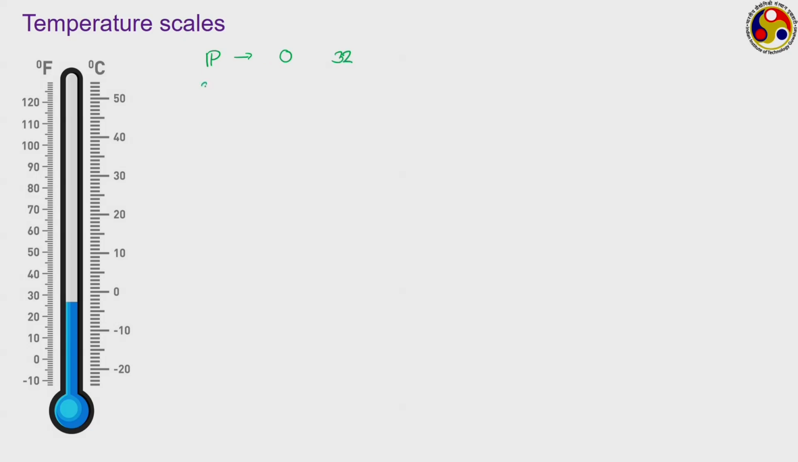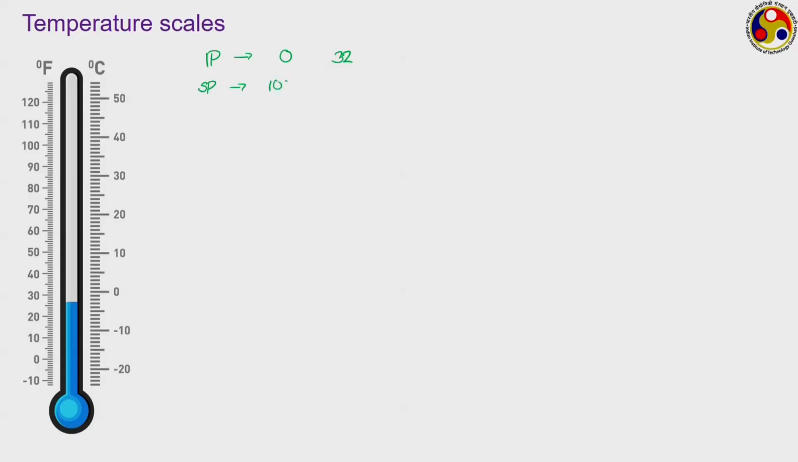Similarly, the second point is called the steam point. Steam point refers to the temperature at which water under atmospheric condition starts to boil, or the liquid to vapor phase conversion begins. That temperature is called the steam point. Now, in the Celsius scale we call the steam point 100, and in the Fahrenheit scale we call it 212. So, in the Celsius scale the distance between the ice point and steam point is 100 units, whereas in the Fahrenheit scale the distance is 180 units.